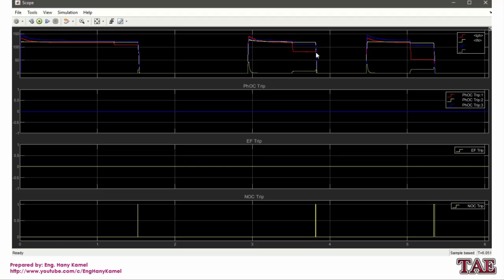Next, when we remove 25% from the line, only the red phase drops. Some earth fault, some neutral residual current is available. This is charging current for the lines, and the same, negative sequence overcurrent trip only. And here when we removed 50% from the line, one phase, red phase, the current in the red phase drops, no phase overcurrent, no earth fault, only negative sequence overcurrent trip.